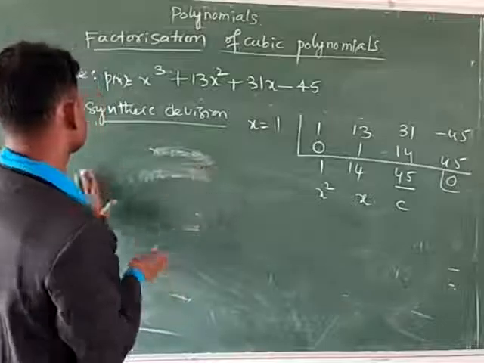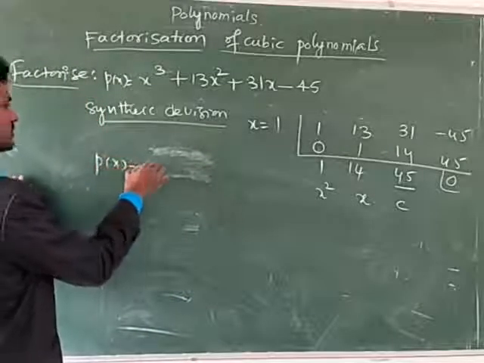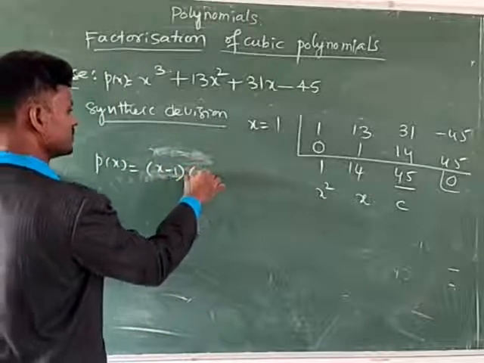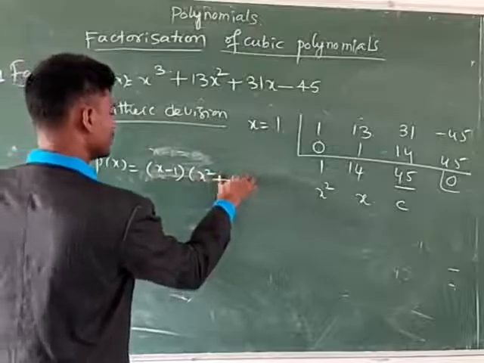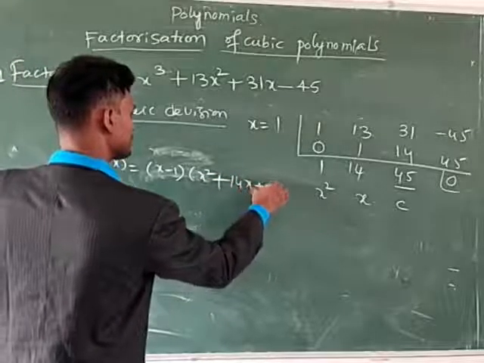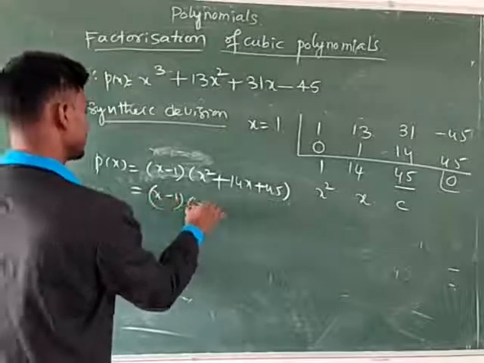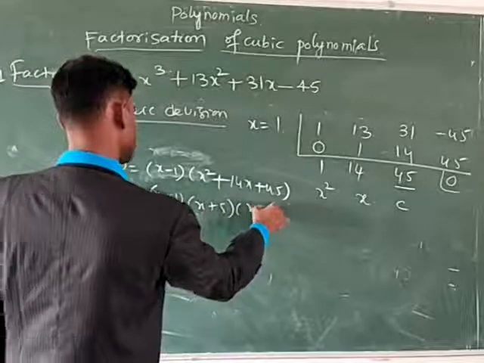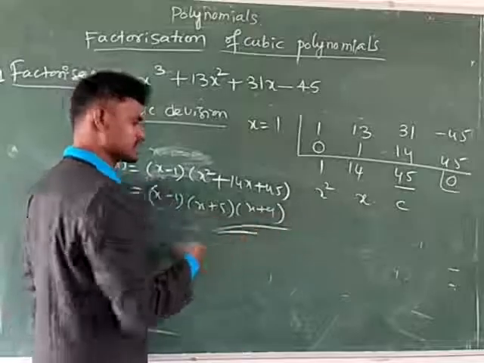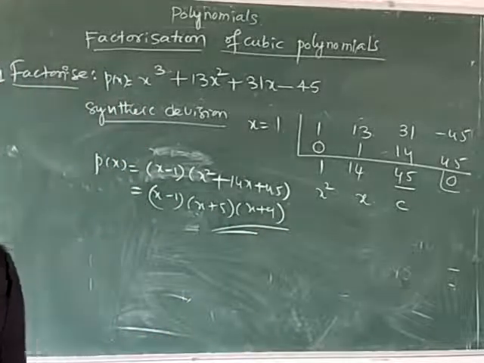Now see here, p of x is equal to x minus 1 into x square plus 14x plus 45. Now you know how to do it: x minus 1 into x plus 5 into x plus 9. This is how to do it. This is the synthetic division.